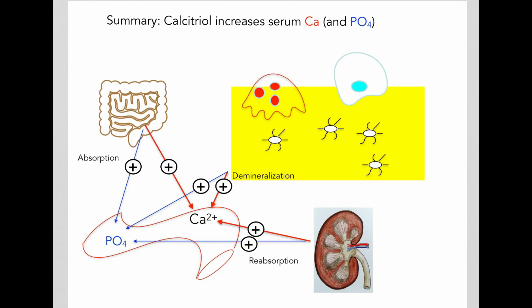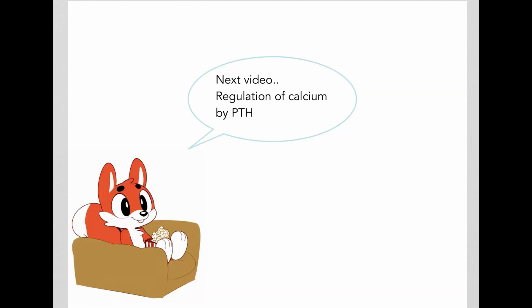So to summarize, calcitriol increases serum calcium as well as serum phosphate by stimulating absorption from the GI tract, reabsorption from the kidneys, and demineralization of bone. So this is how calcium is regulated by calcitriol. In the next video, we shall look at how calcium is regulated by parathyroid hormone.